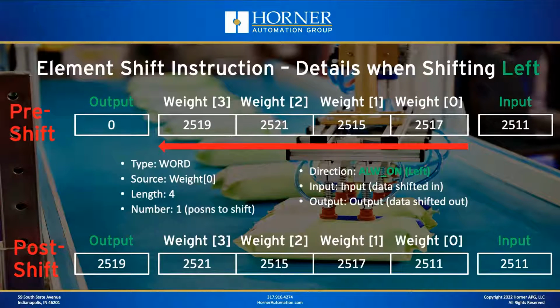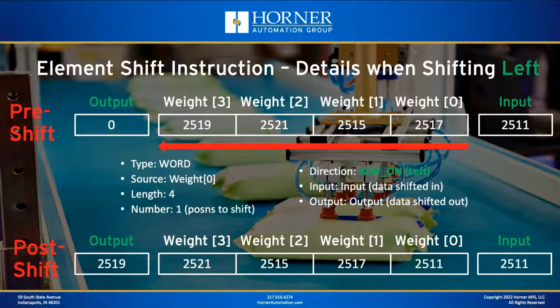Let's take a look at what an element shift instruction could look like when I've configured it as you see here. So what you've got there in the top center is a very simple shift register that's based on word type data, and the source is a variable-based array called weight with a dimension of 4. I've shown graphically on the screen weight 0, 1, 2, and 3 from right to left. Again, the length is 4. I'm going to shift 1 position. I've got always on in the direction field, which means I'm shifting left.